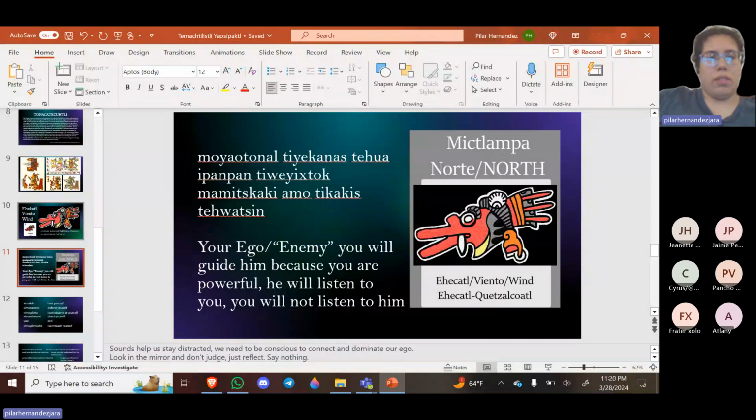Yeah, so like I wrote in my notes, it says sounds help us stay distracted. So we need to be conscious to connect and dominate our ego. And like Tekpat said, looking in the mirror and not judging yourself, just reflecting and saying nothing, are all ways that you can better communicate with yourself and better understand who you really are. And so you have to take the moments alone and in silence, and you have to fight the urge to fill it with noise so that you can better connect to yourself, connect to your ego.